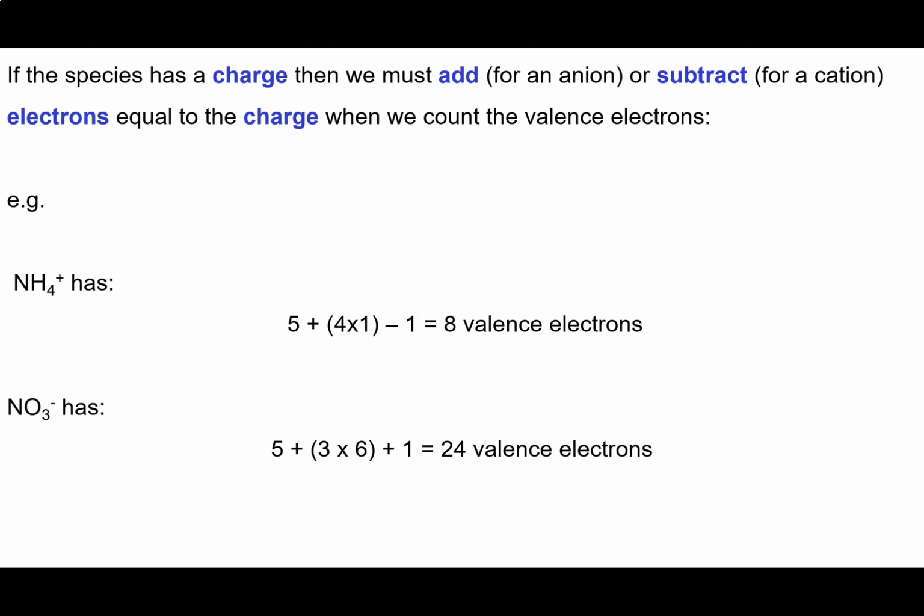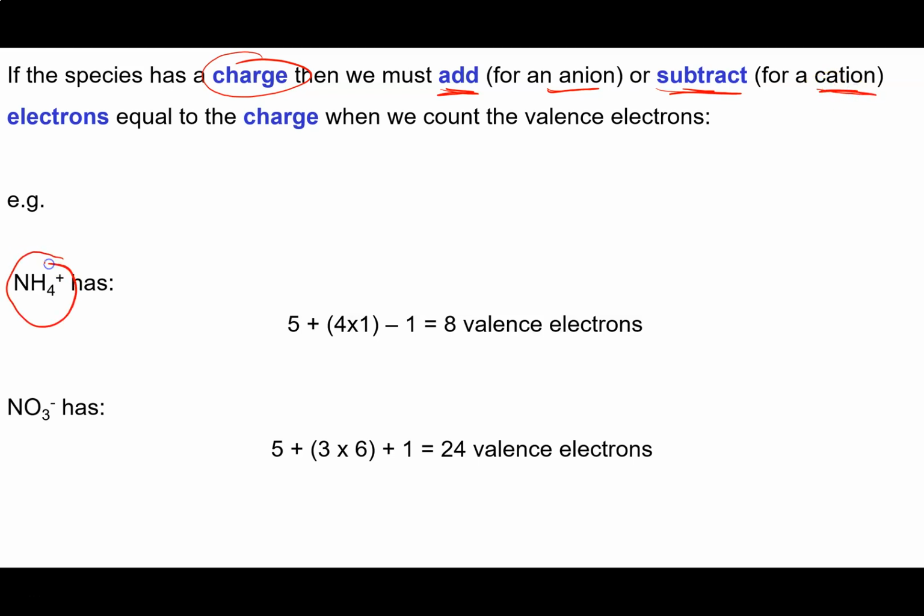The other example of a complex Lewis structure is when we have a polyatomic ion. And we talked a little bit about this in the last video. So if our species has a charge, then you have to add electrons if it's an anion equal to the charge, or subtract electrons equal to the charge if it's a cation.